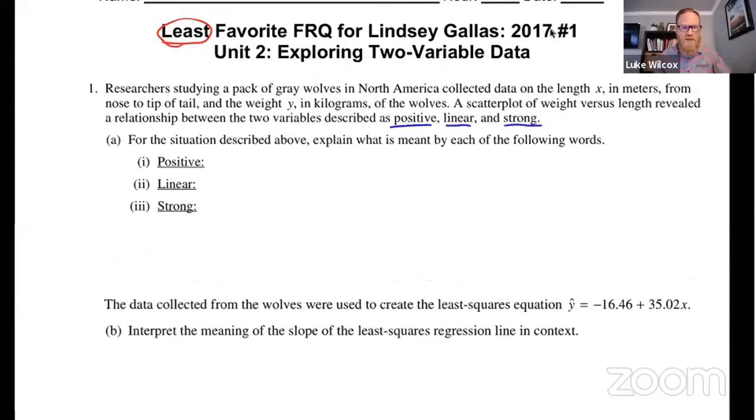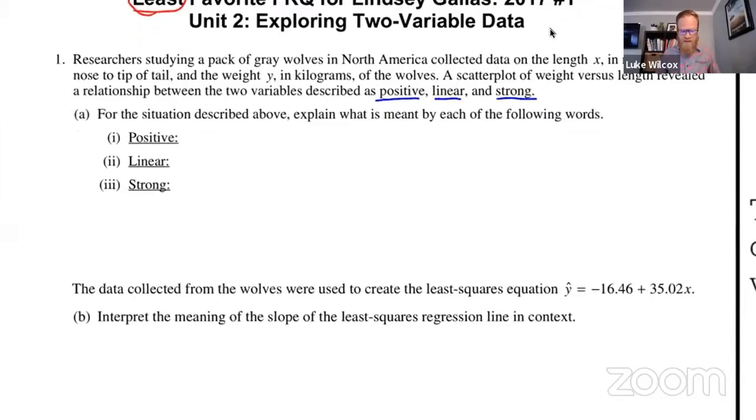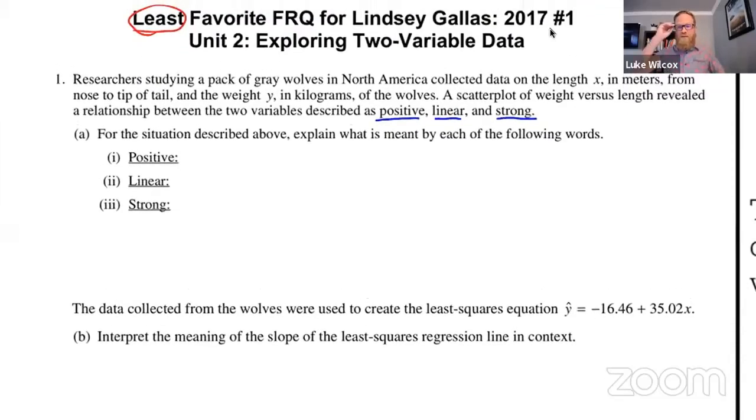Part A, for the situation described above, explain what is meant by each of the following words. Okay, I will tell you that this is a little bit different than a traditional problem that assesses scatter plots and linear relationships. A lot of times you'll be asked to describe the relationship between the two variables. But look, they've done that for us: positive, linear, and strong. What they want to know is, what do those words actually mean? And we're going to look at each one of them in part A. So explain what is meant by the following words.